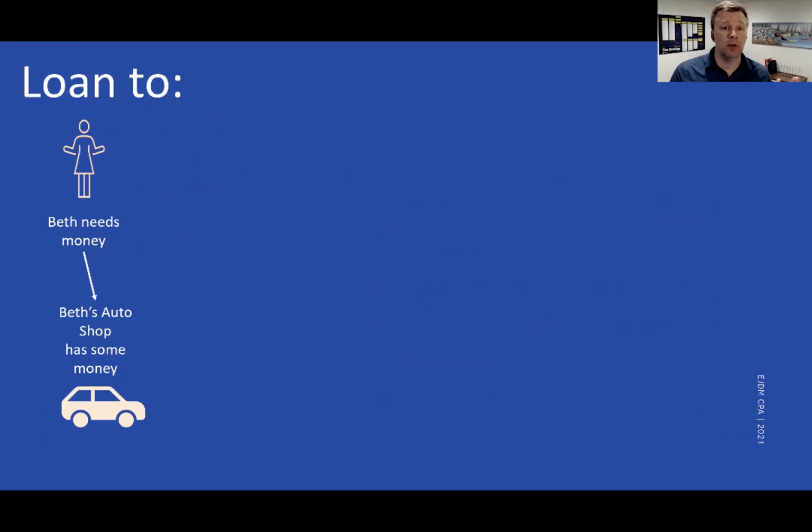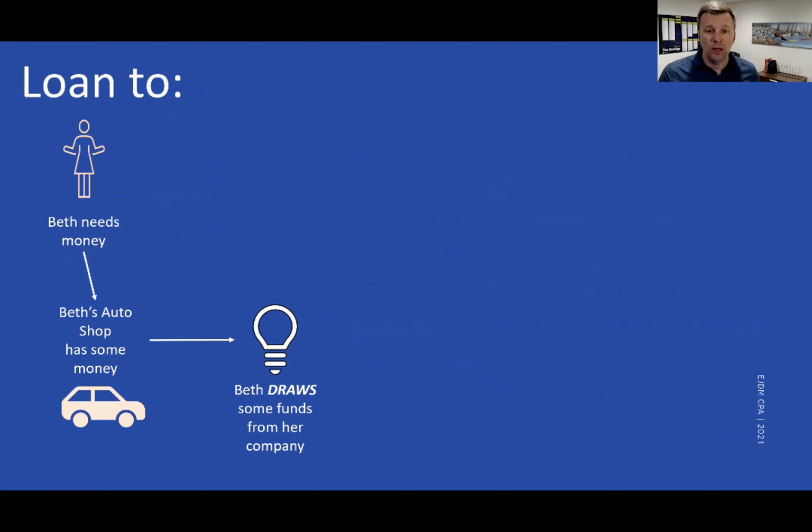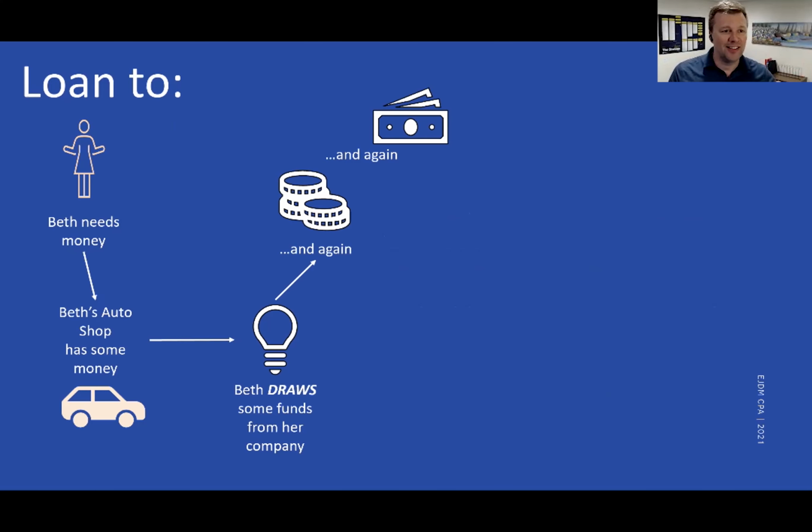Let's draw it out. Here's the visual example for you. Beth, our illustrious shop owner, needs some money. And so she goes, hey, my auto shop has been doing well. We've got some profit. They've got some money. So I'm going to draw that money out. There's that word again. I draw some funds from my company. And then I do it again. And she does it again, and again, over and over, month in, month out, she keeps pulling this money out.